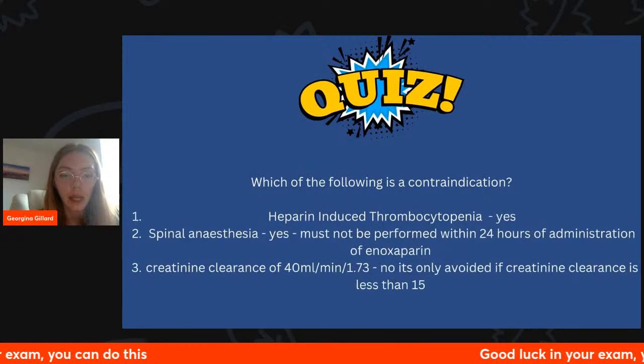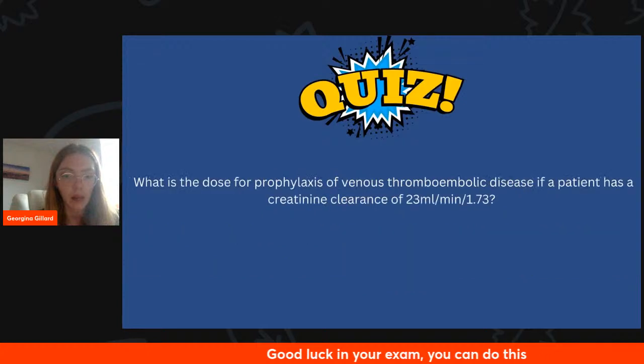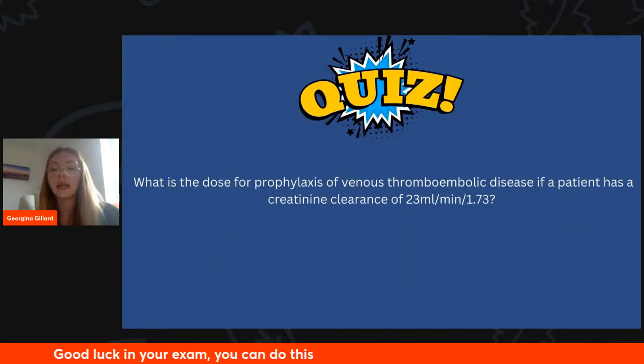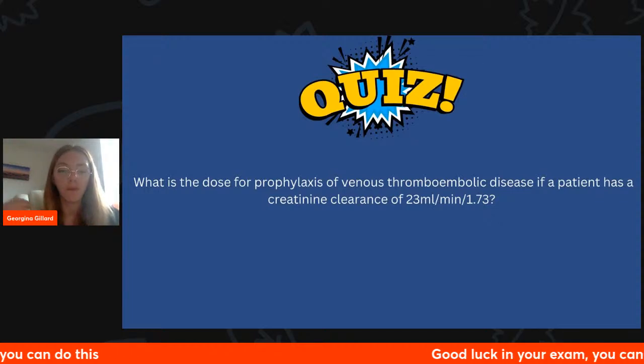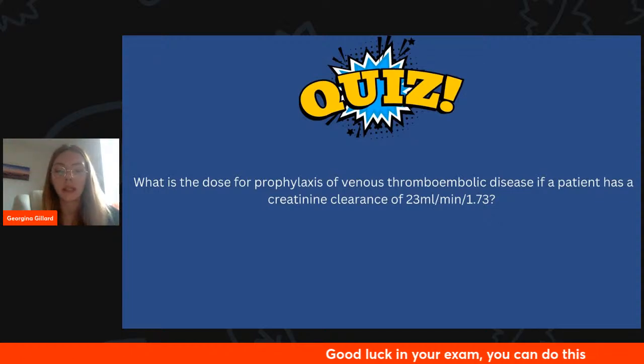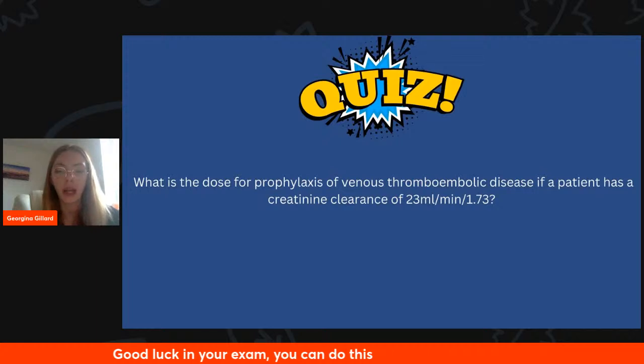Okay, absolutely killing this. Fantastic. Okay, so what is the dose for prophylaxis of venous thromboembolic disease if a patient has a creatinine clearance of 23 milliliters per min per 1.73?